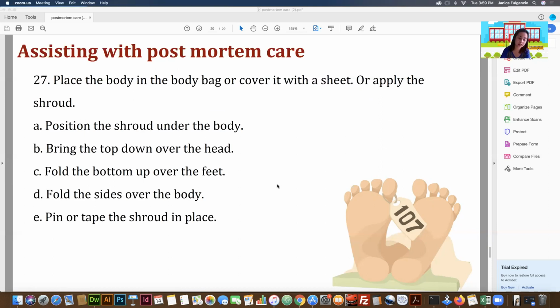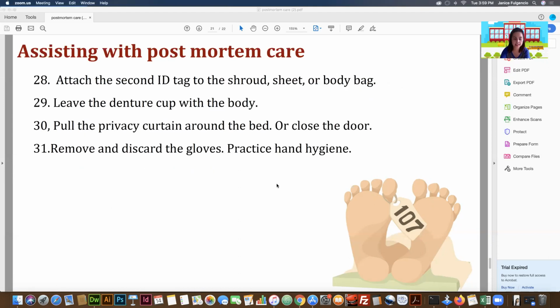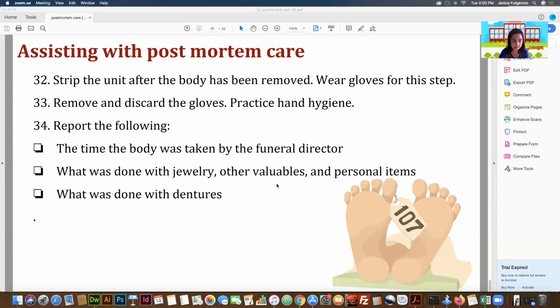Then position the shroud under the body, bring the top down over the head, fold the bottom over, and then fold the sides as you saw before. Then pin or tape the shroud in place. Then attach the second ID tag to the shroud, sheet, or body bag. Leave the denture cup with the body. Pull the privacy curtain around the bed or close the door. Then remove and discard the gloves, practice hand hygiene, and then strip the unit after the body has been removed.